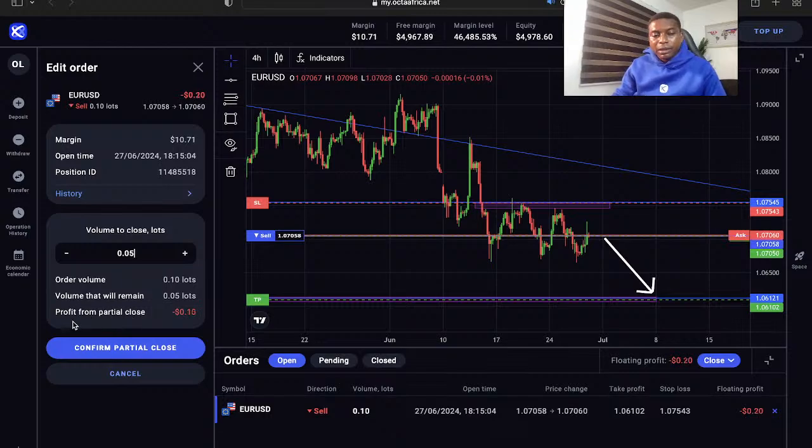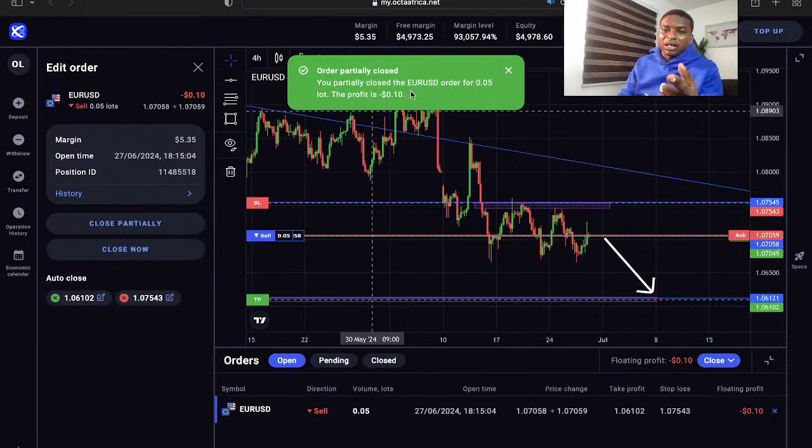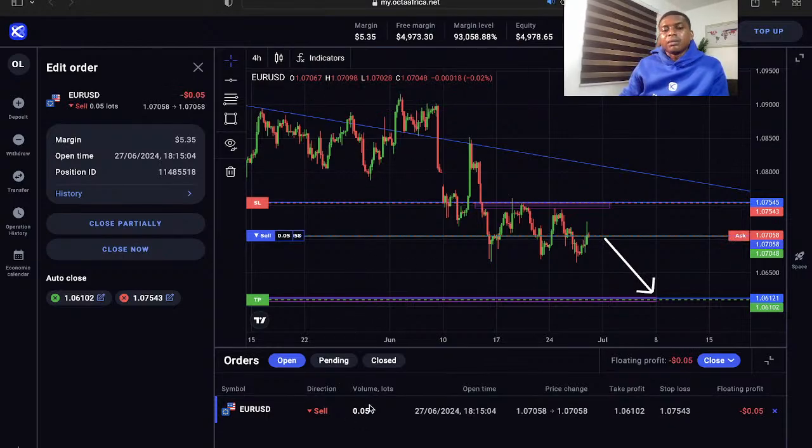Now this is telling me that if I close at this lot size now, my profit will be negative, which means that I'm currently in loss, so I'm going to share the loss. As you can see, 0.0025, that's telling that is half of this lot size I want to close. So I just click on partially close, and once I do that, it partially closes it. You see now it said the profit is 0.10 cents. And when you come down here to look at my current lot size, it is now 0.05. So you see how interesting this is and how flexible this platform is for traders.